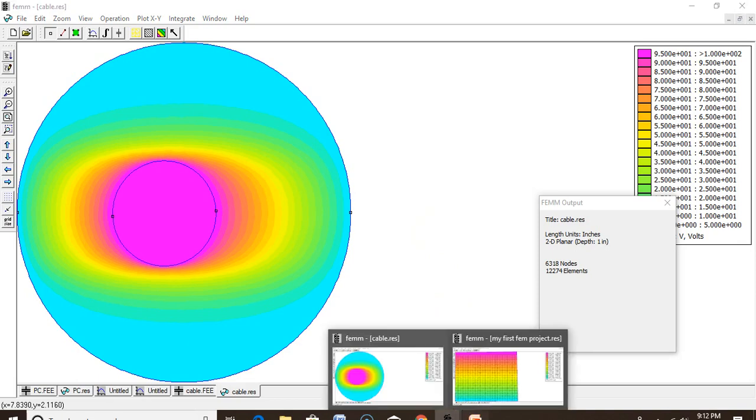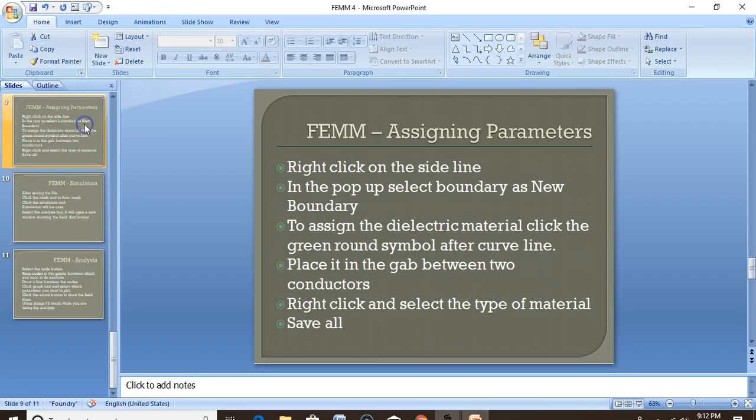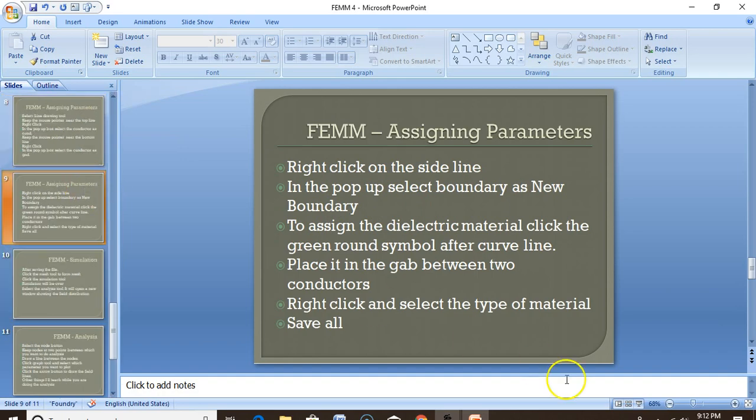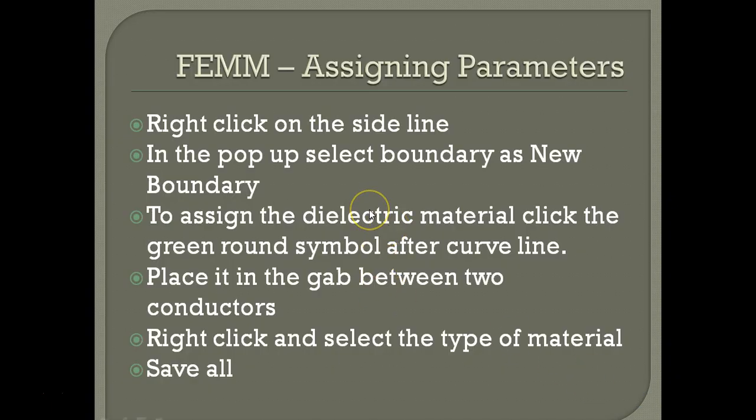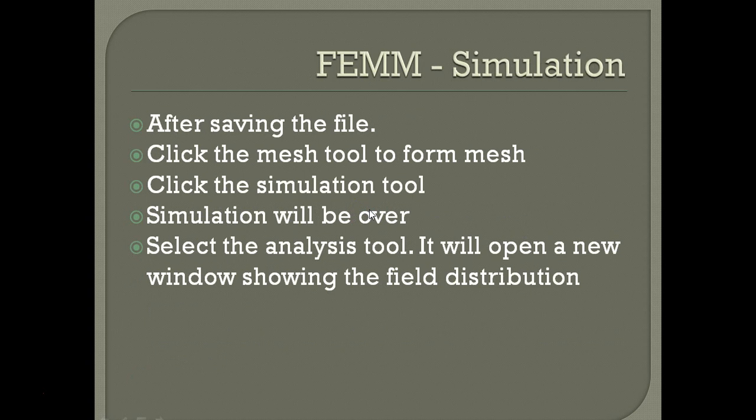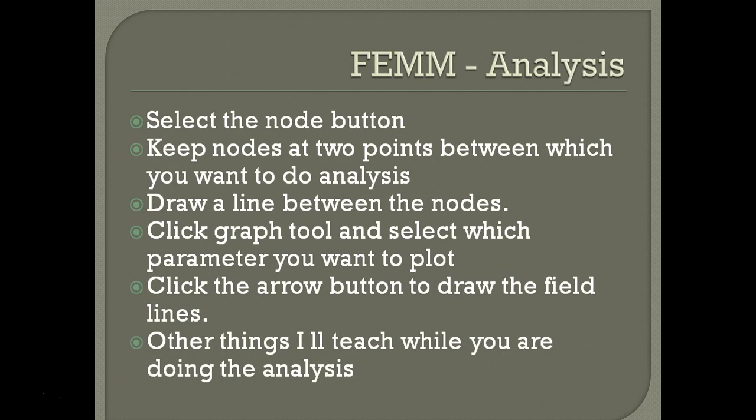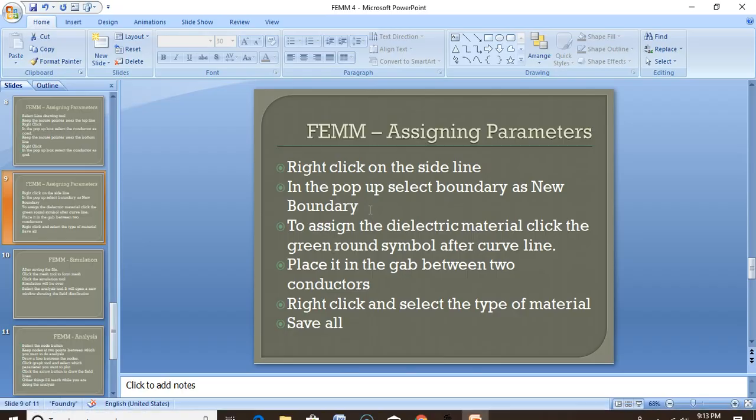So these are the procedures. Once again, I recall: once the simulation is carried out, you have to click the analysis tool. Choose the node button. Between which two points you want to do the analysis, you have to decide. Between the two nodes, draw the line, use the graph tool, and select the parameter you want to plot. Again, using the arrow tool, you can draw the field lines. These are some of the analyses you can do here.